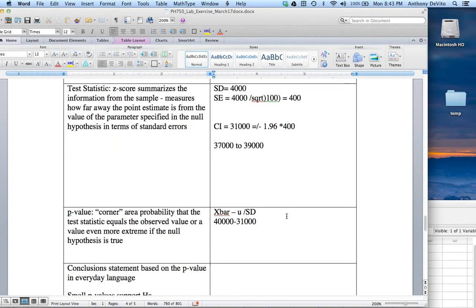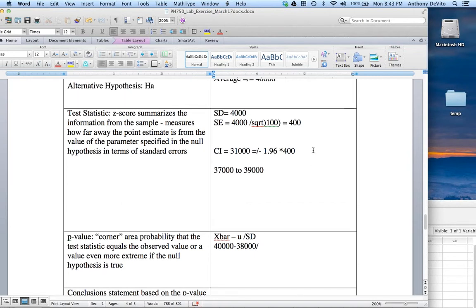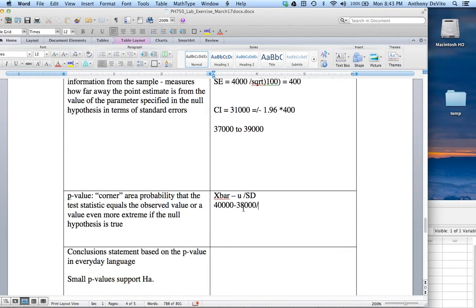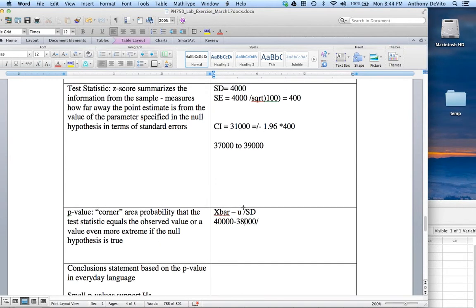Okay, so I'm going to say 40,000 minus 38,000, right? Over my standard deviation, which was, how much was my standard deviation? Oh, I'm sorry I did that now. Why am I sorry I did that? No, I'm not sorry I did that. Let me think about this for a second. Yeah, I can do that.